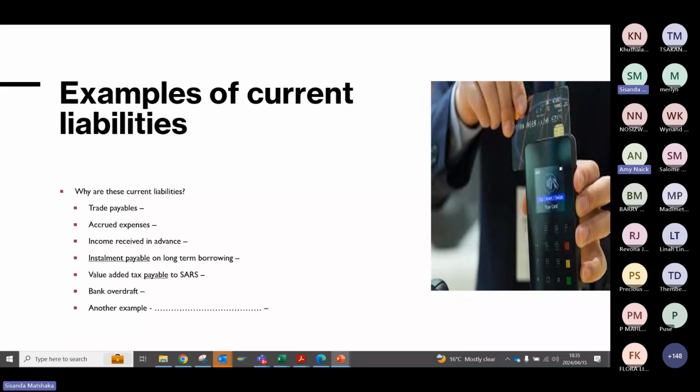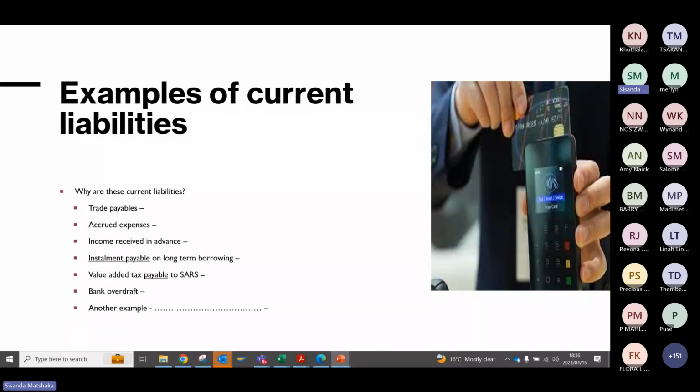And Nosizwe has a hand up. Yes. Nosizwe? Unless it's an old hand. Yeah, Nosizwe doesn't want to talk to me. Okay. Any other example that anyone can think of before we go on to the next slide? That would also be considered as being a current liability. Yeah, no, I also can't think of any other one. I think I've pretty much exhausted all the ones that came to mind.